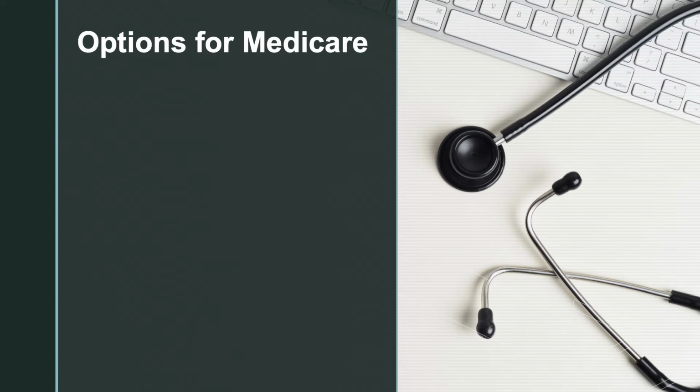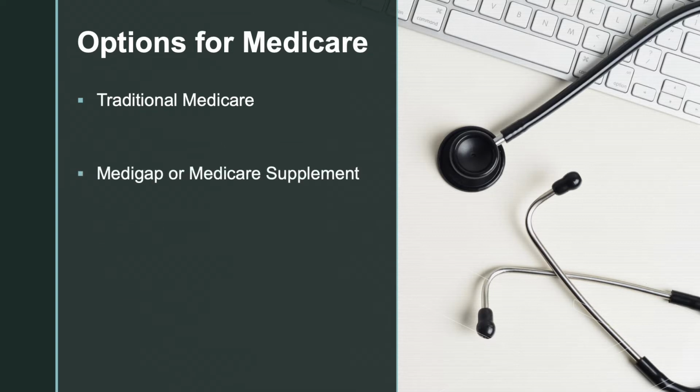Now we'll look at your options for enrolling in Medicare. Traditional Medicare has what's often called a PPO, where you must use a preferred provider. This means you can go to any provider that accepts Medicare. You do not need a referral to see a specialist, and you have more freedom to direct your own care. If you enroll in traditional Medicare, you will also want to select a Medicare supplement to pay for some of the out-of-pocket costs required in traditional Medicare.